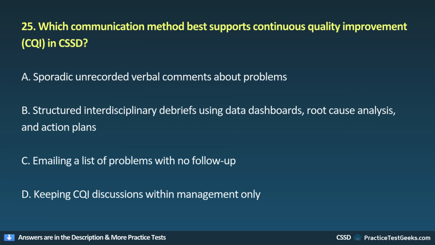25. Which communication method best supports continuous quality improvement, CQI, in CSSD? A. Sporadic unrecorded verbal comments about problems. B. Structured interdisciplinary debriefs using data dashboards, root cause analysis, and action plans. C. Emailing a list of problems with no follow-up. D. Keeping CQI discussions within management only.